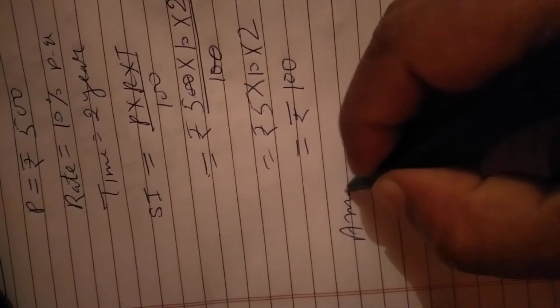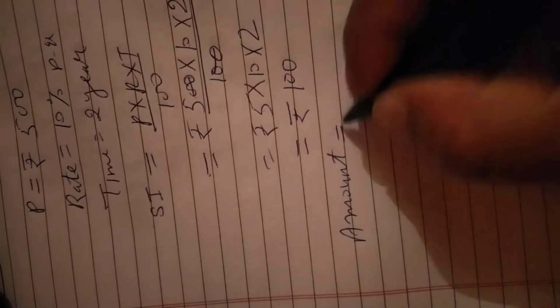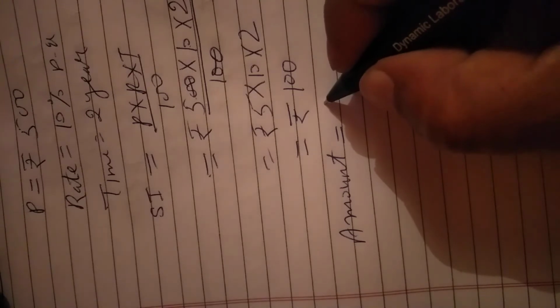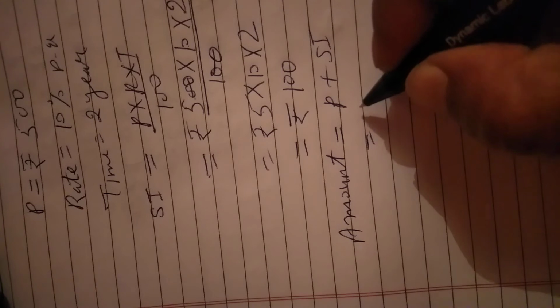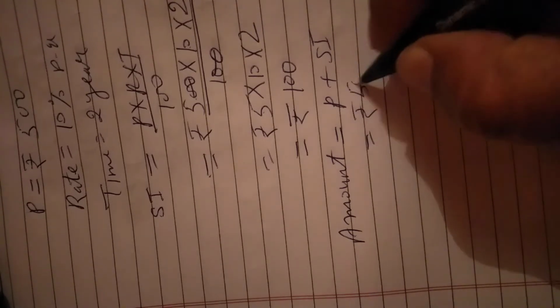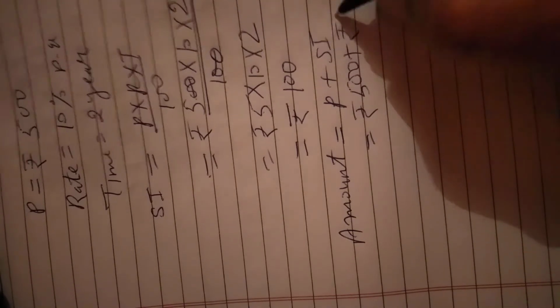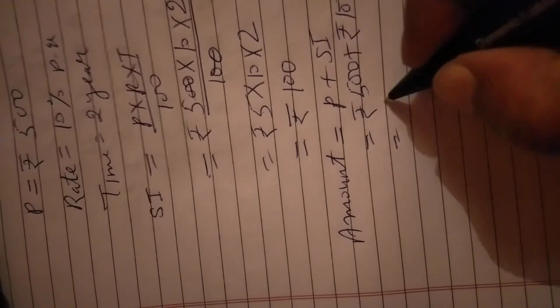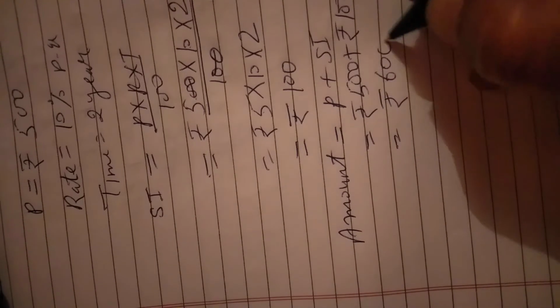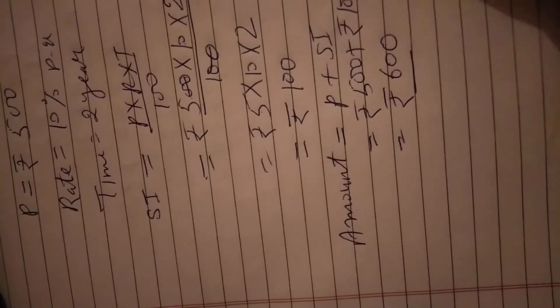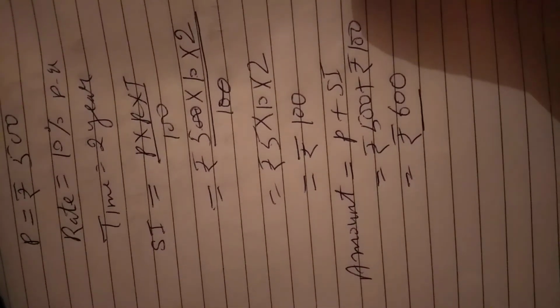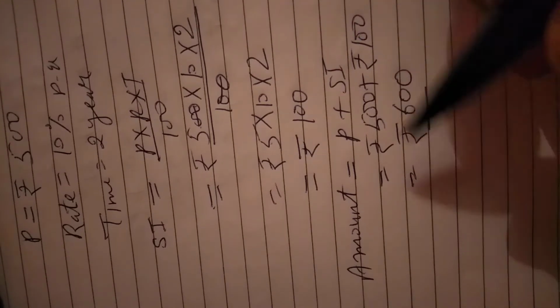Now, to calculate the amount, what is the amount? Principal plus simple interest. So principal is 500 rupees plus simple interest 100 rupees. So the amount will be 600 rupees. So by this example we can easily understand what is amount.